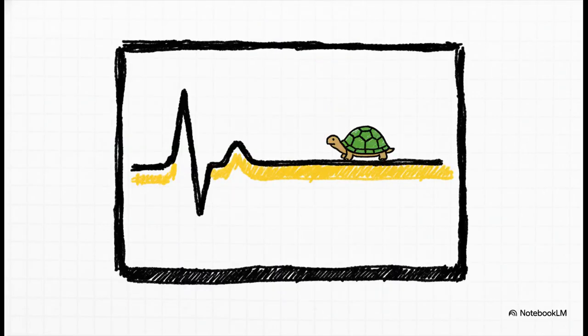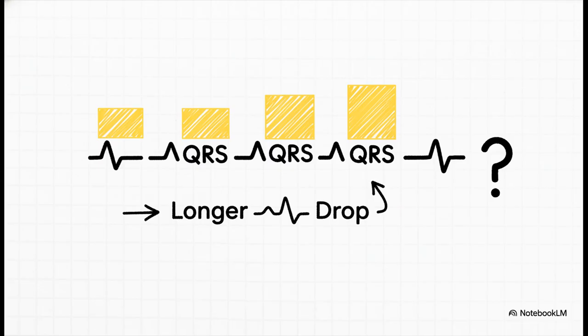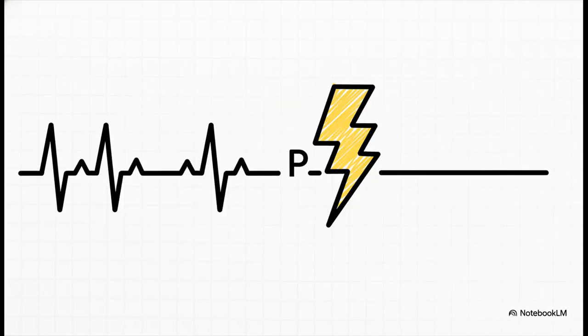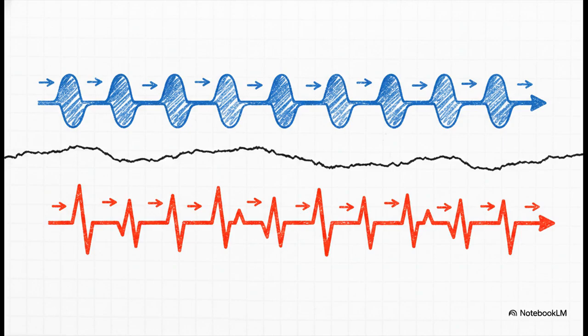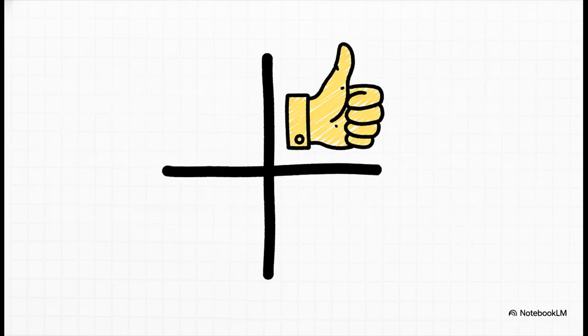All right, let's lock in these blocks. Ready? First is a delay. Mobitz I is Wenckebach, longer, drop. Mobitz II is the fault. Random drop. Third is dissociation. And two thumbs for the axis.